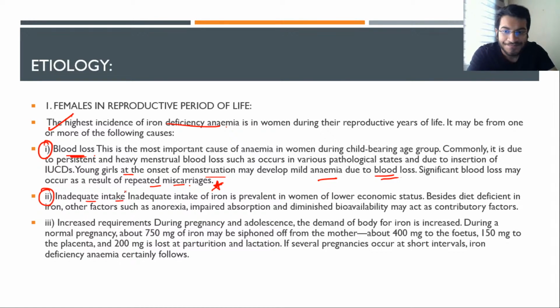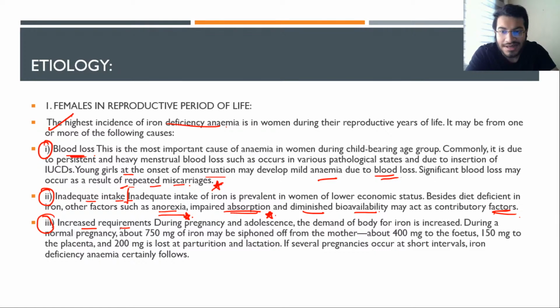Inadequate intake. So in a developing country, due to lower economic status, a person cannot take so much of iron. So inadequate intake of iron is prevalent in women of lower economic status. Besides diet deficient in iron, other factors such as anorexia, impaired absorption, diminished bioavailability may act as contributory factors.